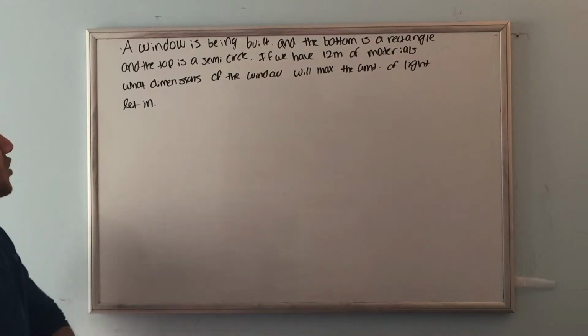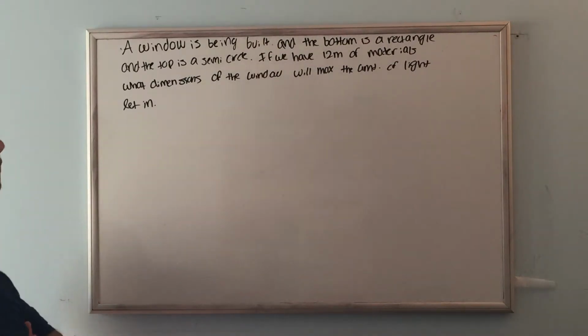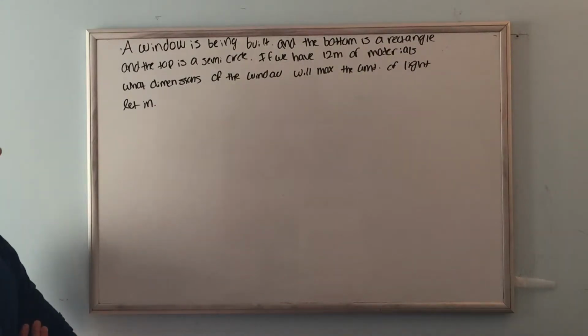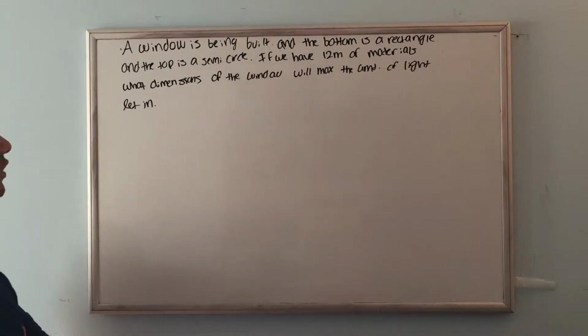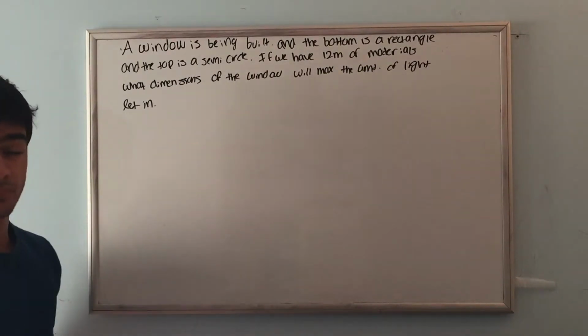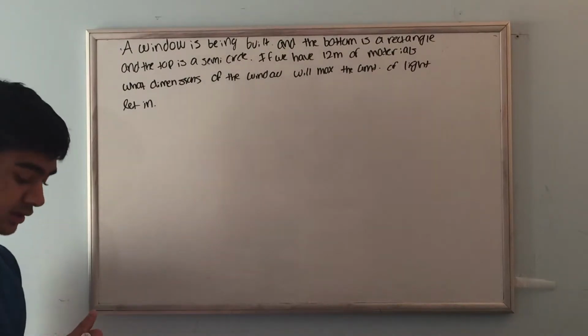Another example optimization problem, and this one is a little bit harder, but it is still manageable. So the question reads: a window is being built and the bottom is a rectangle and the top is a semicircle. If we have 12 meters of material, what dimensions of the window will maximize the amount of light let in? So it's always good to draw the picture so we can get a visual of it.